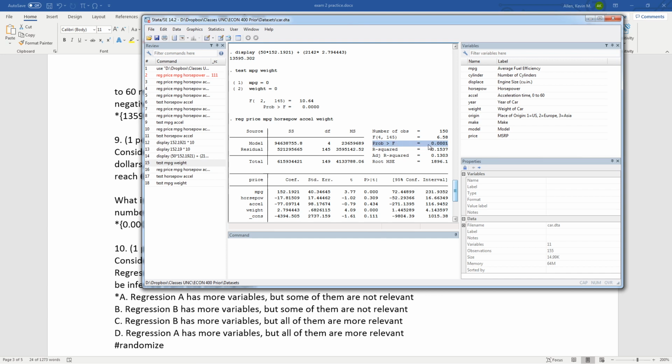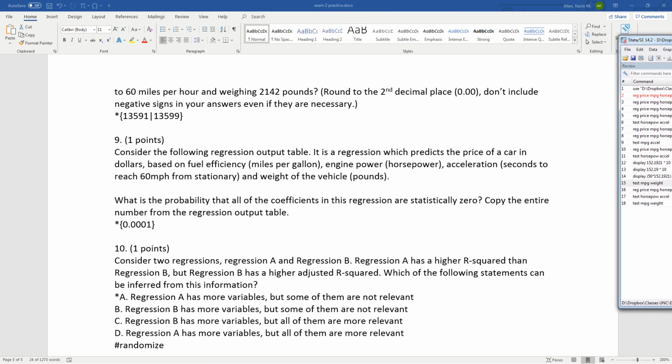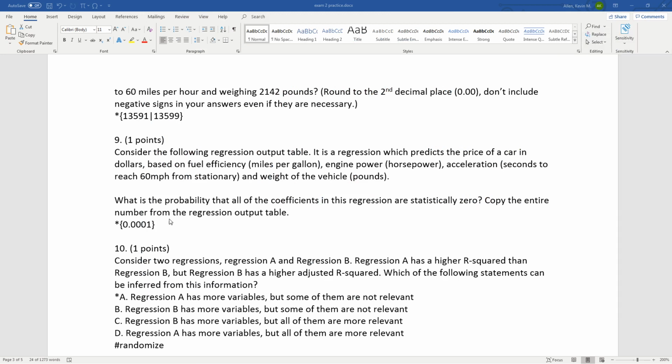And this is, what is the probability that the miles per gallon coefficient is 0, the horsepower coefficient is 0, the acceleration coefficient is 0, and the weight coefficient is 0, all at the same time. And that probability is 0.0001. And that's what I said, copy the entire number from the regression output table.